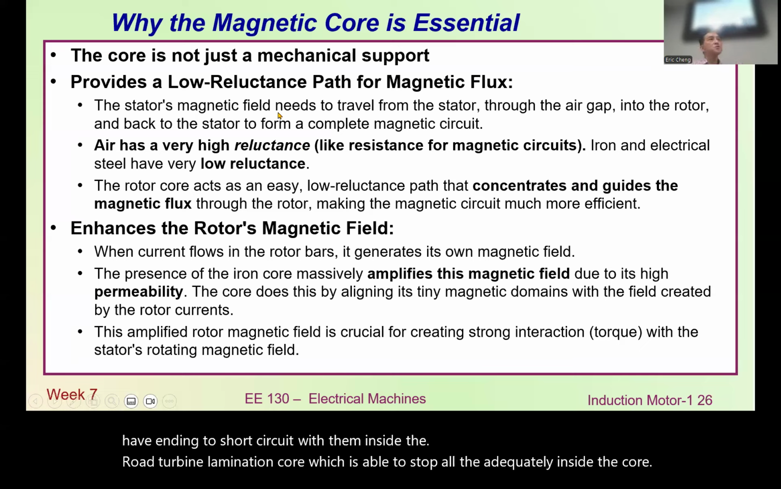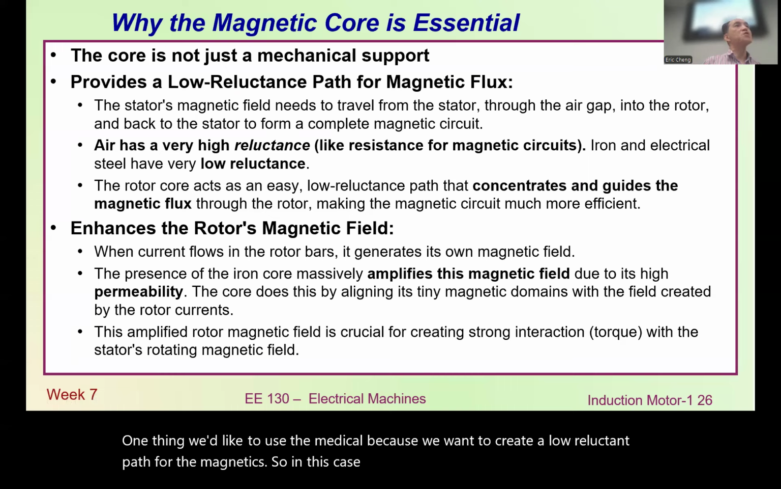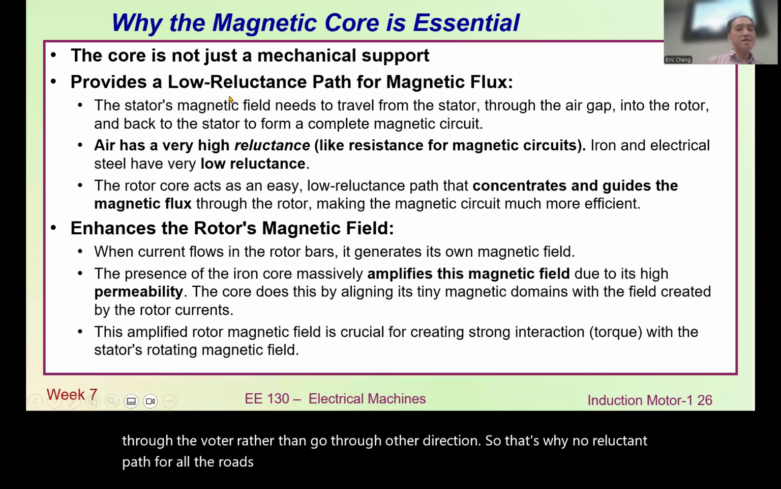One thing is that we like to use the magnetic core because we want to create a low reluctance path for the magnetics. In this case, all the stator flux is able to penetrate through the rotor rather than go in other directions. So that's why a low reluctance path for the rotor is important in the center.